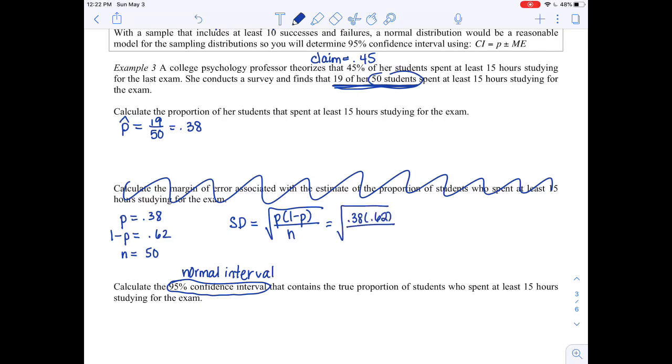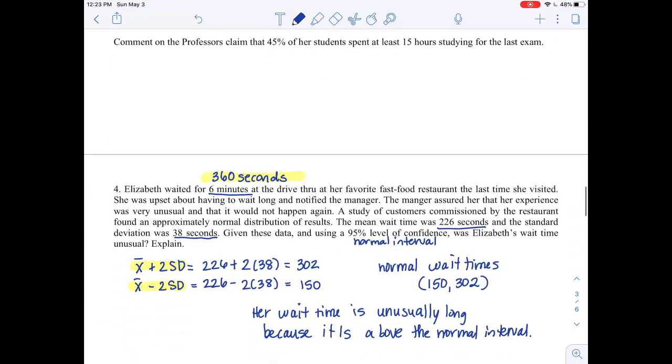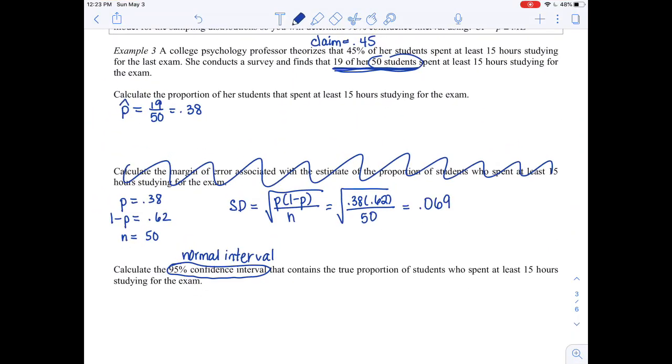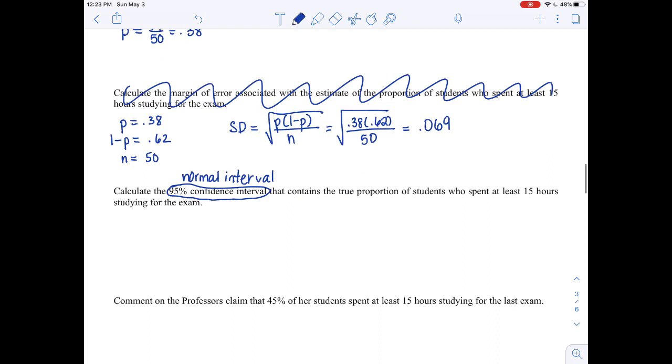Okay, so when I do this calculation, I'll do square root of 0.38 times 0.62 divided by 50. Okay, and that comes out to be 0.069. Okay, so that's my standard deviation in this case.